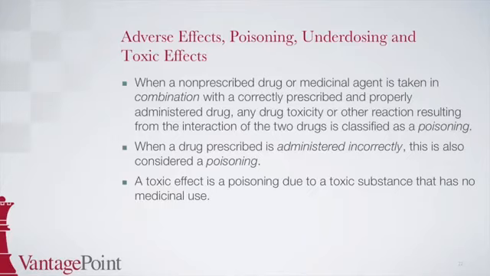A non-prescribed drug is taken in combination with a correctly prescribed and properly administered drug. This is a poisoning if it results in any drug toxicity or other negative reaction in the patient. A poisoning also happens when a drug that was prescribed to the patient was administered incorrectly. For example, a patient with atrial fibrillation was prescribed Coumadin, but at the incorrect dosage, and this resulted in negative effects for the patient. Also, if the patient received an injection by a nurse at the incorrect dosage, that would also be considered a poisoning.